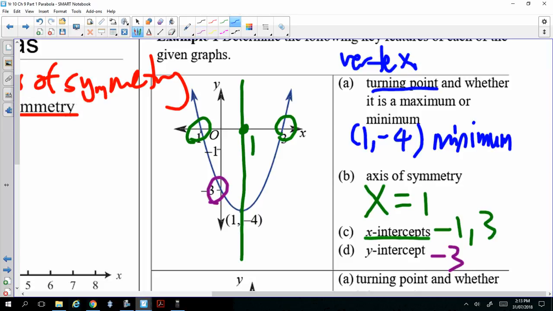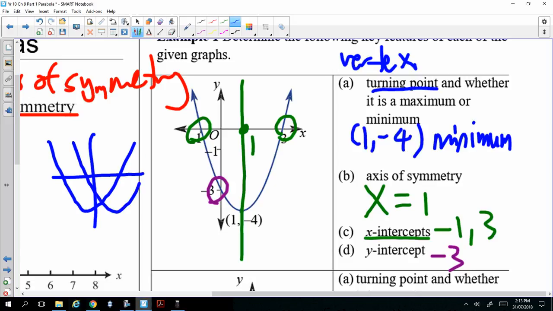No, you can't. Think of it this way. Someone asks a very good question. Can you have two y-intercepts? It's impossible, right? There's no way you could have two y-intercepts, but you will have two x-intercepts.